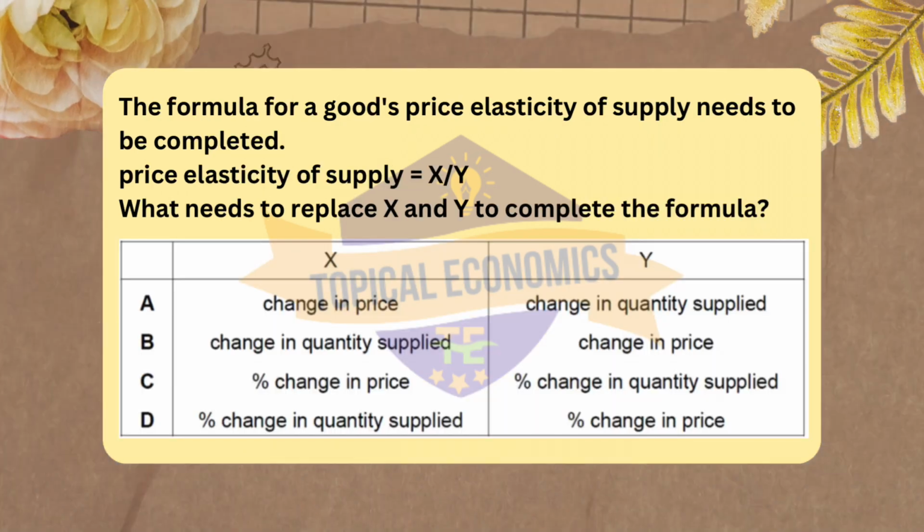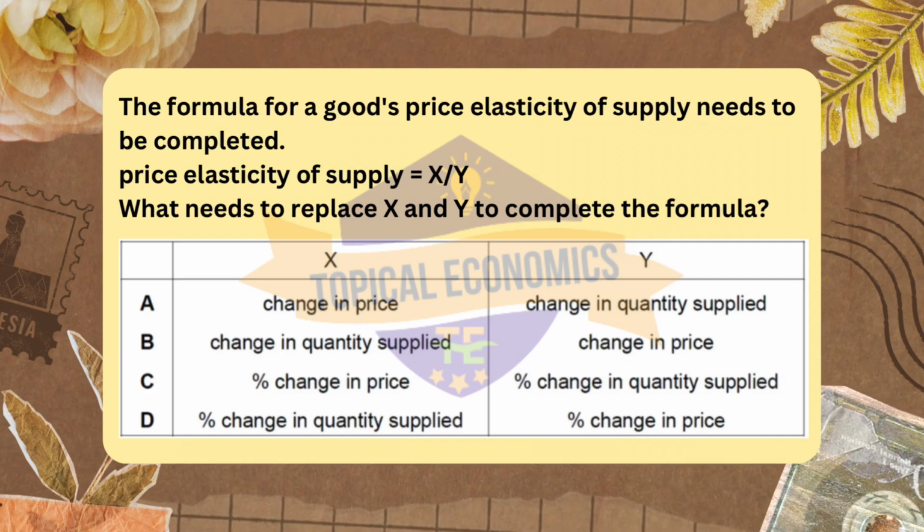Moving to the second question. The formula for a good's price elasticity of supply needs to be completed. Price elasticity of supply equals X upon Y. What needs to replace X and Y to complete the formula? Reference, 2022 February-March version 2. The correct answer for this question is option D. The formula of price elasticity of supply is percentage change in quantity supplied divided by percentage change in price.